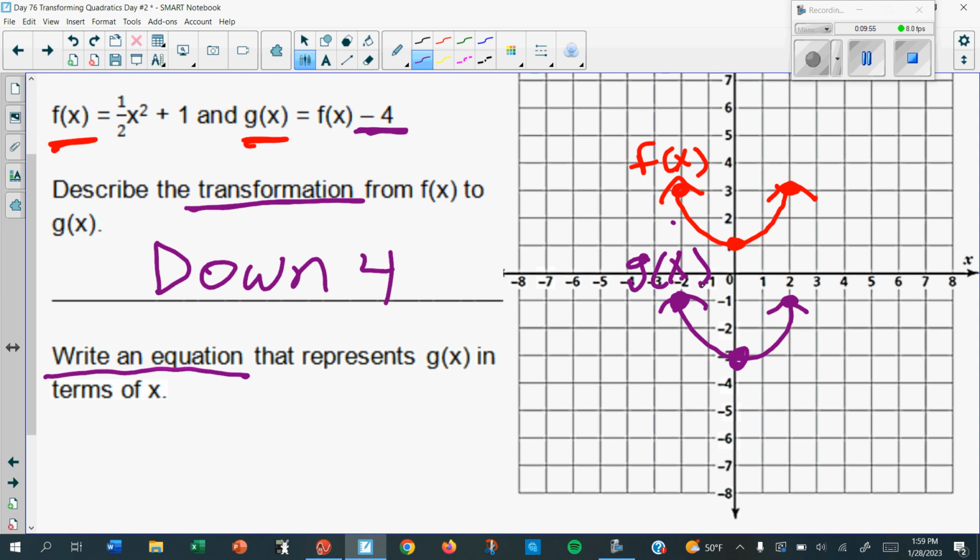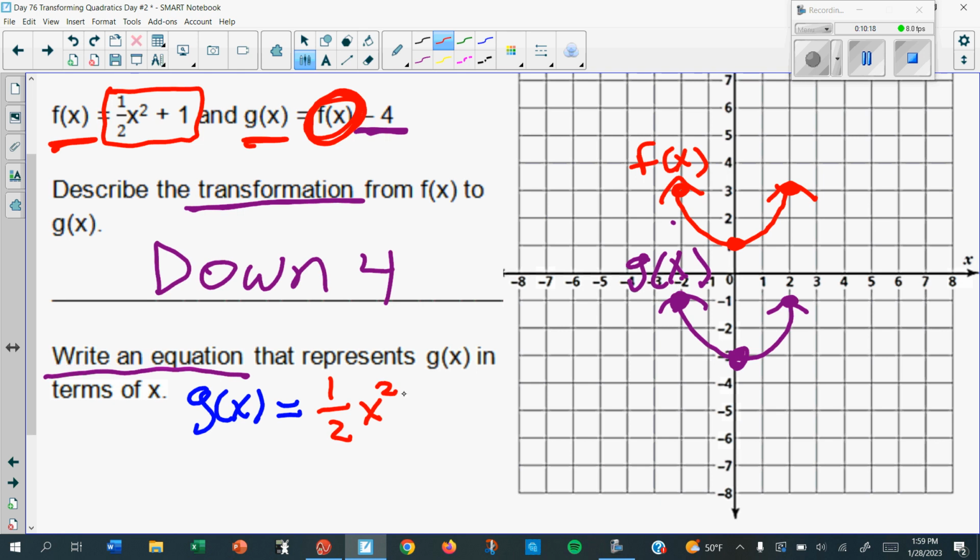Now you need to write the new equation out for g of x. So here we go. G of x equals, it says just take f of x. So g of x is just f of x minus 4. So why don't we write what f of x is? So think of this as like substitution. Wherever you see an f of x, write half x squared plus 1. And then what's the rest of g of x? It says now minus 4. So now just minus 4.